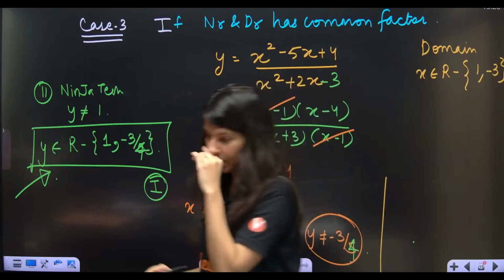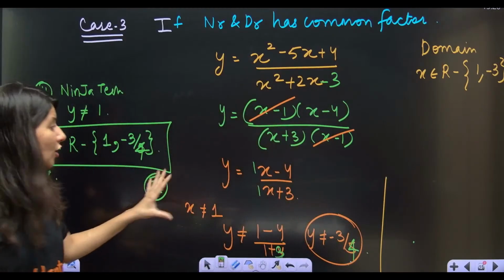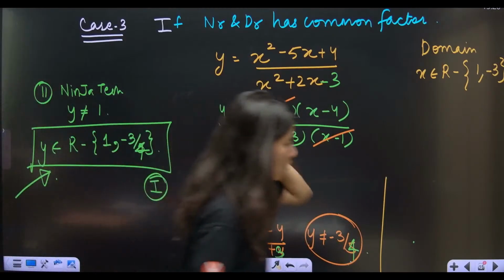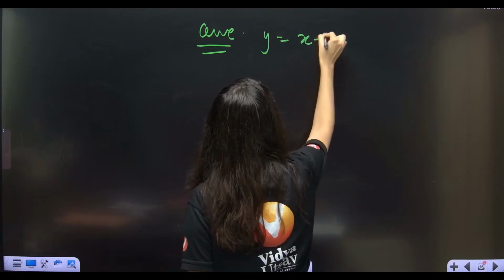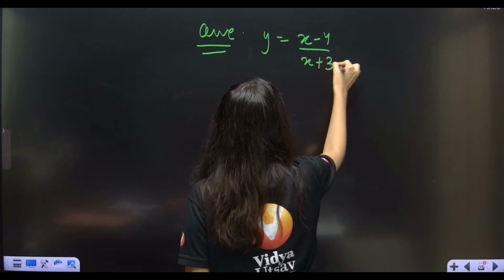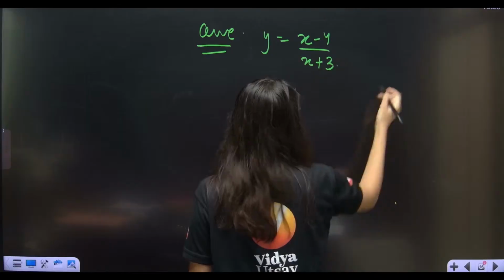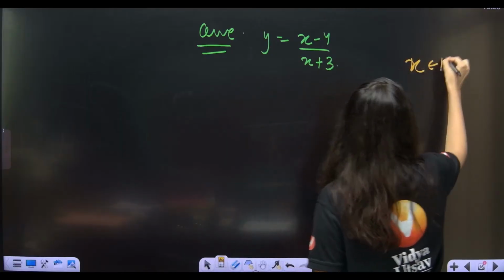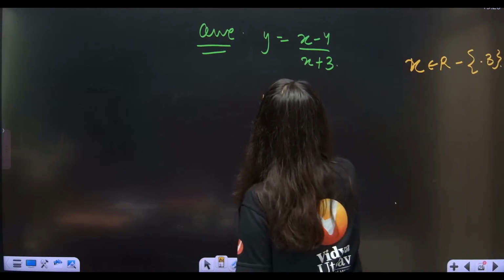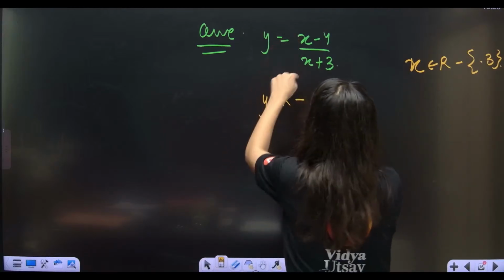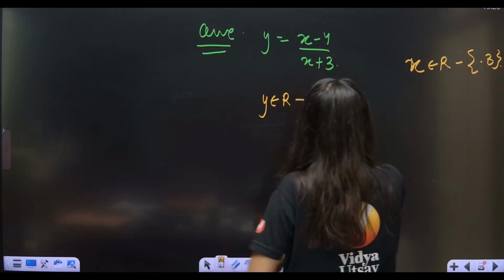Let me repeat. Okay. See, this is not a linear. See, suppose, okay, hold on. Suppose your question is just linear by linear. Your direct question is y is equals to x minus 4 upon x plus 3. So now your range domain is what? X belongs to R minus 3. What about range? Range will be y belongs to all real values except 1 by 1. This is the direct ninja technique.